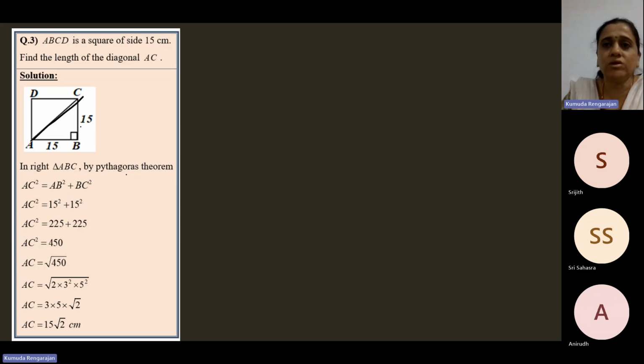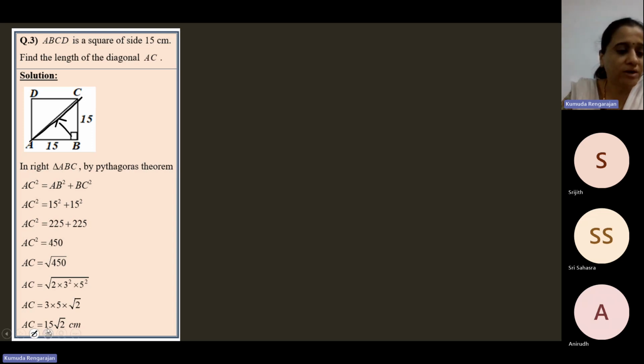So you know every corner of a square is a right angle, right? So this is 90 degrees. Join AC because you'll have to find the length of the diagonal AC. Now ABC is a right triangle. So in right triangle ABC by Pythagoras theorem, the square on the hypotenuse, which is AC. Why is it called the hypotenuse? Because it's opposite of the right angle. The side opposite to the right angle is called the hypotenuse.